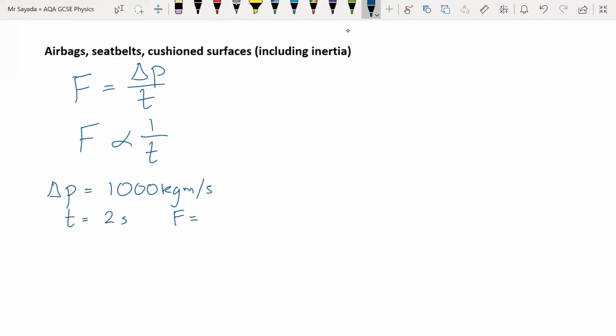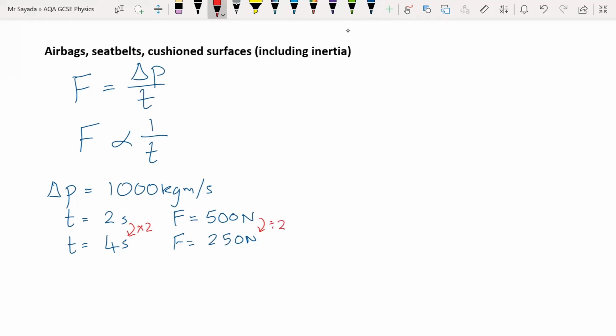Well, it will be 1,000 divided by 2, which is 500 newtons. Let's say instead that we make that time 4 seconds. So we've doubled the time. Use the equation to work out the resultant force now. So this time it would be 1,000 divided by 4, which is 250 newtons. What has the time multiplied by here? How much bigger is 4 than 2? It's 2 times bigger. And what's happened to the resultant force? It's divided by 2. So that's what we mean when we say that resultant force is inversely proportional to time.